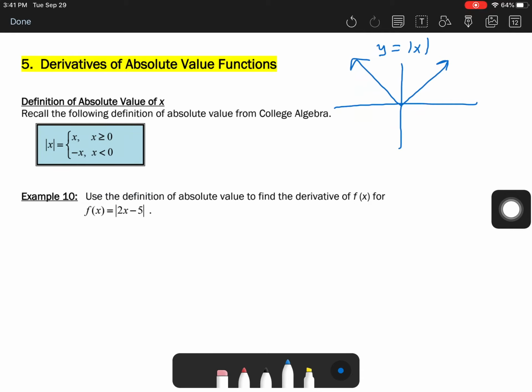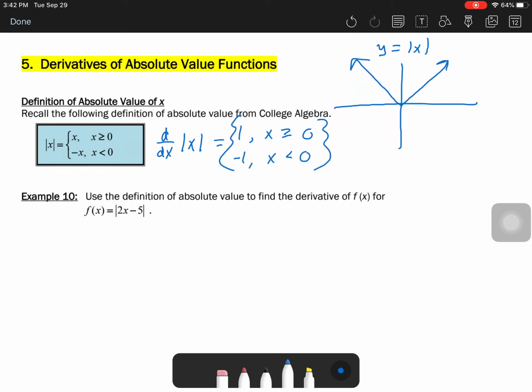Now, if we think of the derivative of the absolute value of x in terms of this piecewise function, I would say that's equal to 1 when x is greater than or equal to 0, and equal to negative 1 when x is less than 0. It would be like that piecewise function. And what does that look like? If this was 1, I'd have a line going like this, and if this was negative 1, I'd have something going like this.